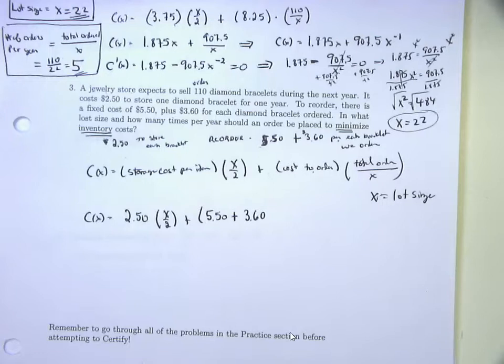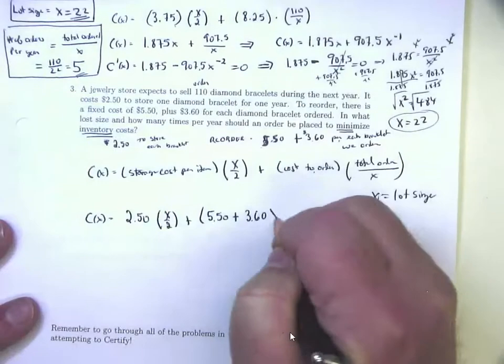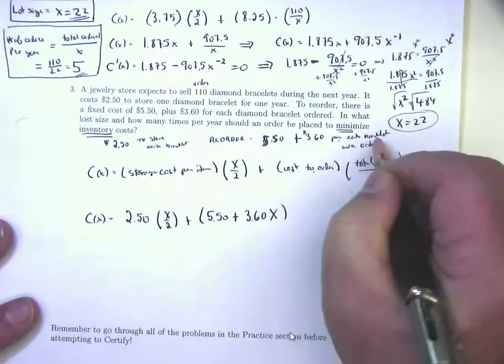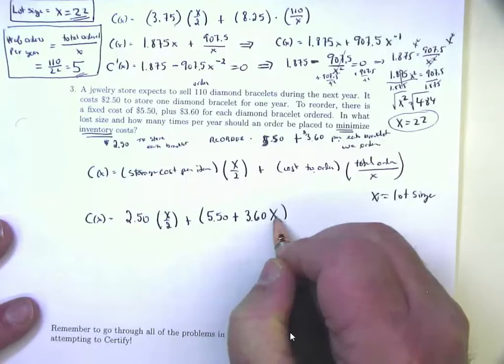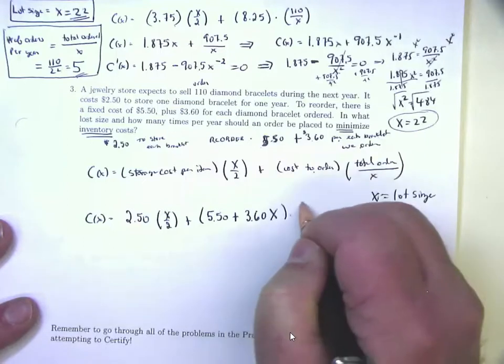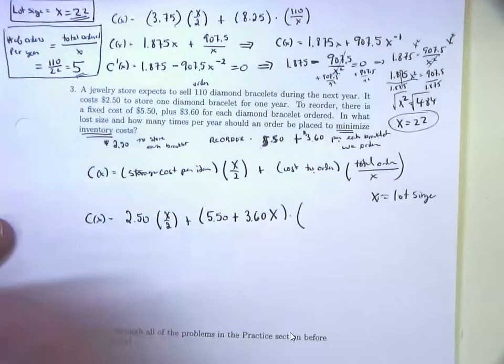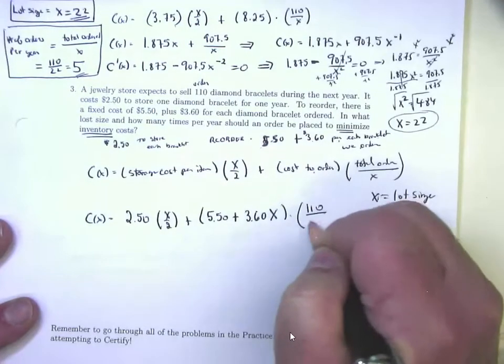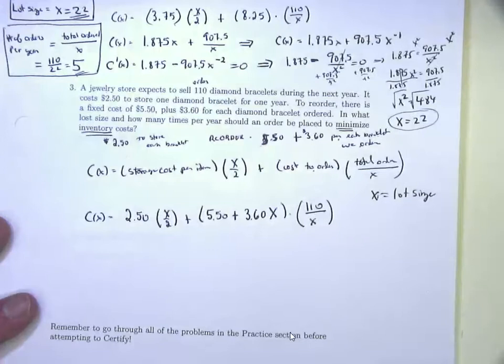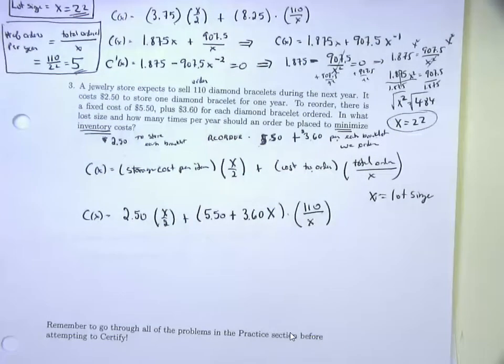Lot size represents how many are going to be in each order every time we order. So that'd be $3.60 times X, because of that, per each bracelet. X is the number of bracelets that we order. Times, now how many bracelets are we going to need in the next year? 110 divided by X. Does that make sense? Plugging the pieces of the puzzle into my equation.